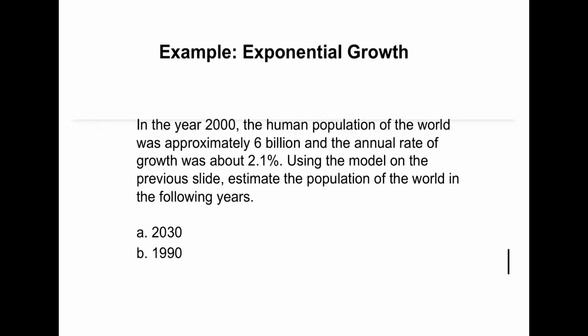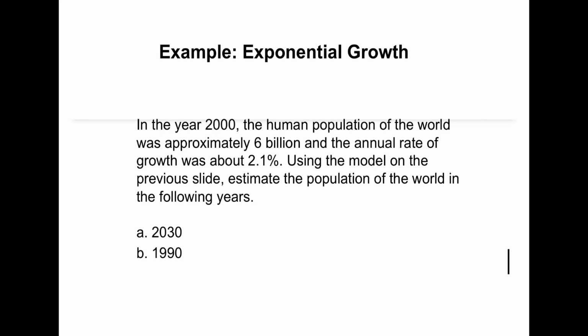All right, so in the year 2000, we're going to look at the natural growth here. The human population of the world was approximately 6 billion. That was 21 years ago. And the annual rate of growth was about 2.1%. Using the model in the previous slide, estimate the population of the world in the following years. So let's start off with 2030, which is 9 years away from where we are right now.